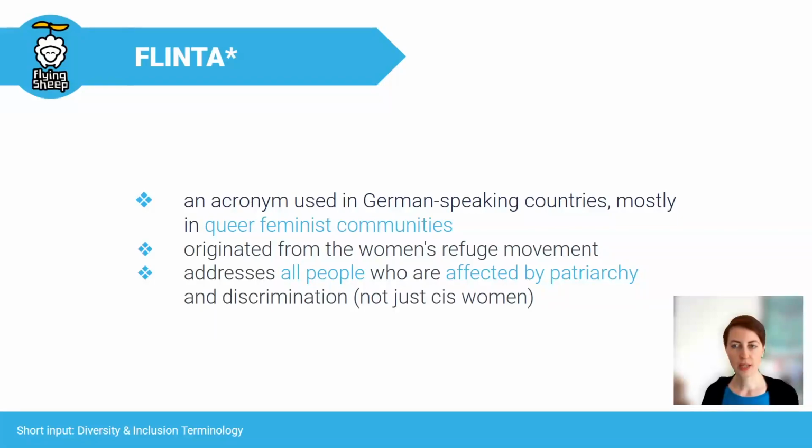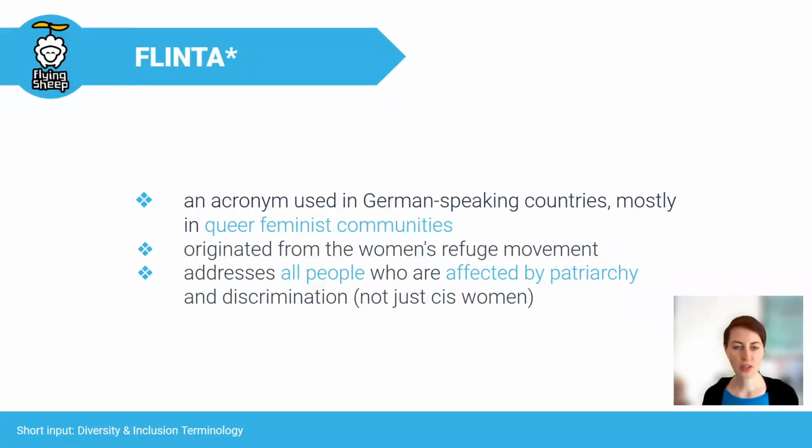Another acronym that is less widely known, especially because it's used in German-speaking countries and mostly in queer feminist communities, is FLINTA. FLINTA stands for Frauen, Lesben, intergeschlechtlich, nicht-binär, trans und agender. And again, the asterisk at the end indicates that other non-binary gender identities are included as well.